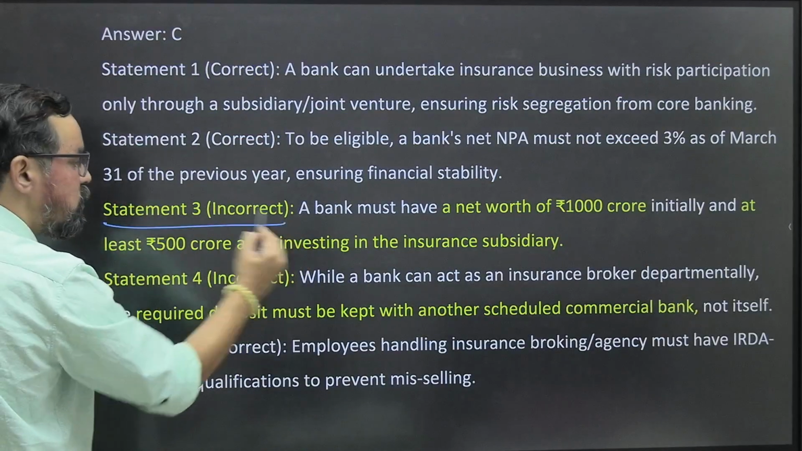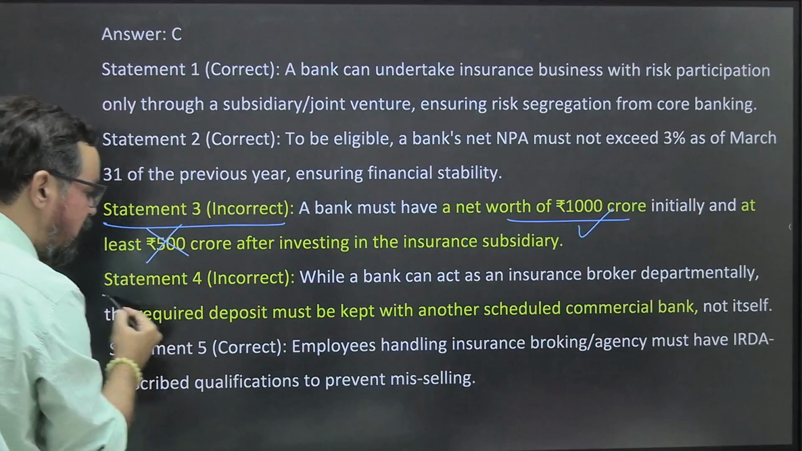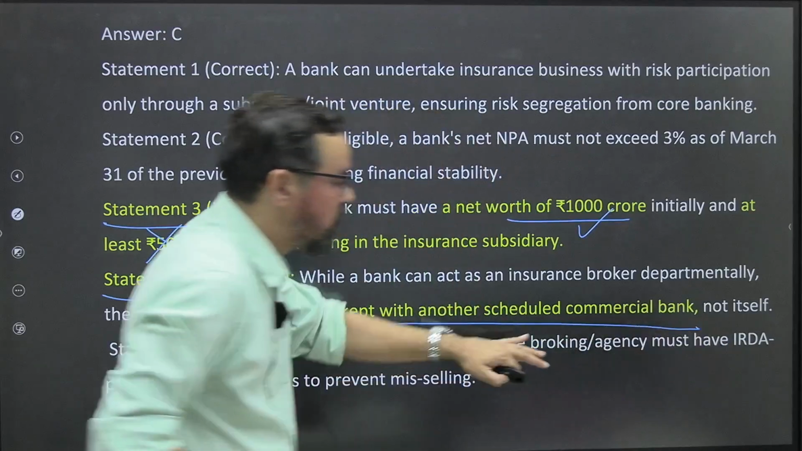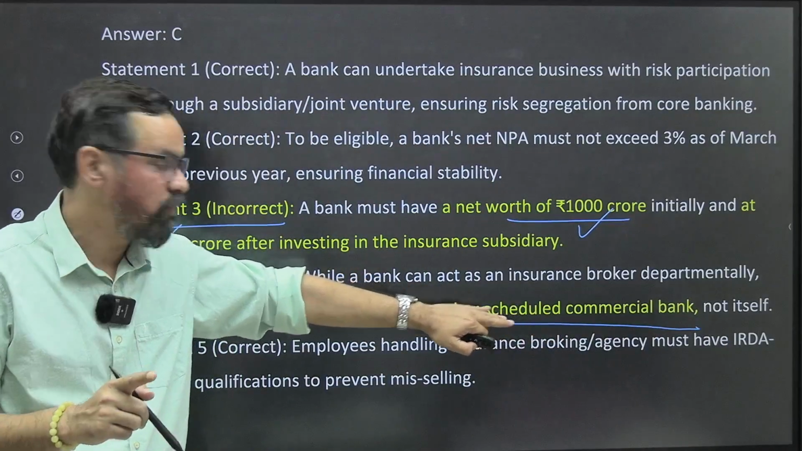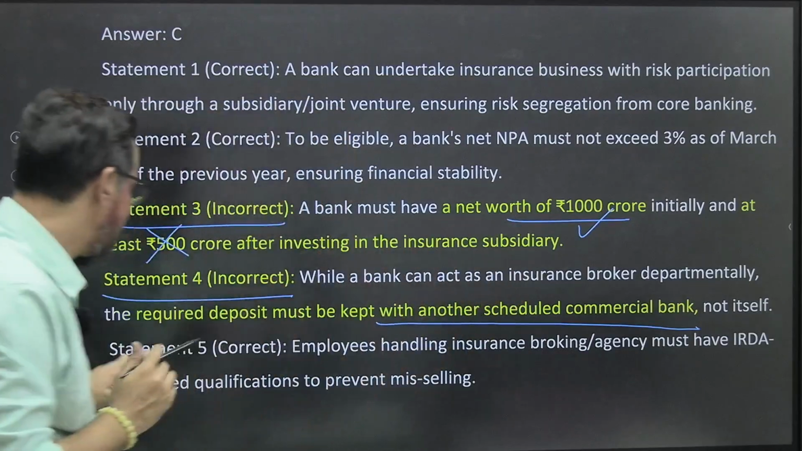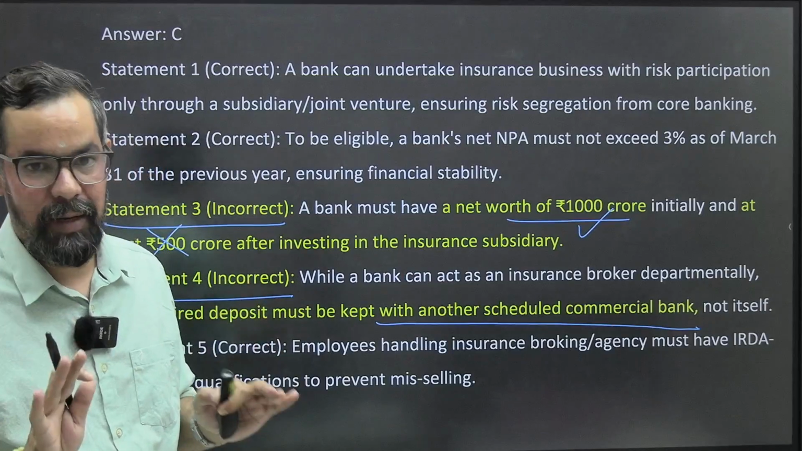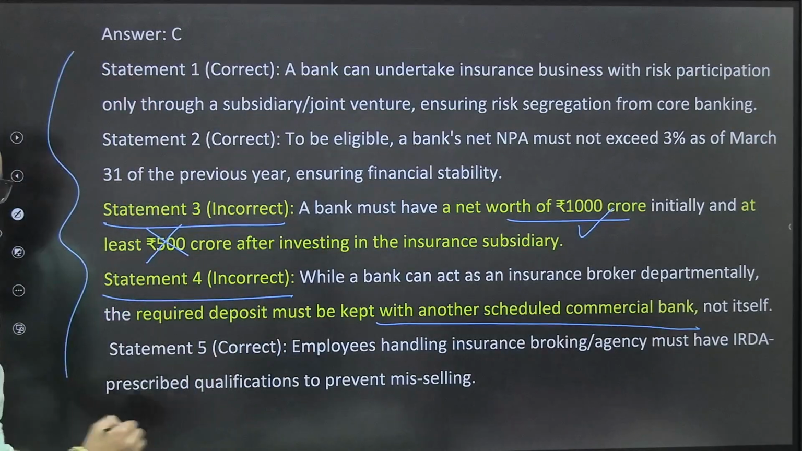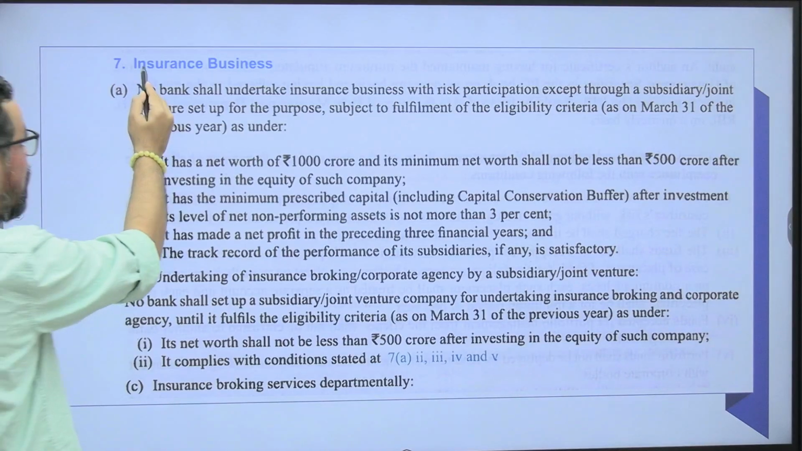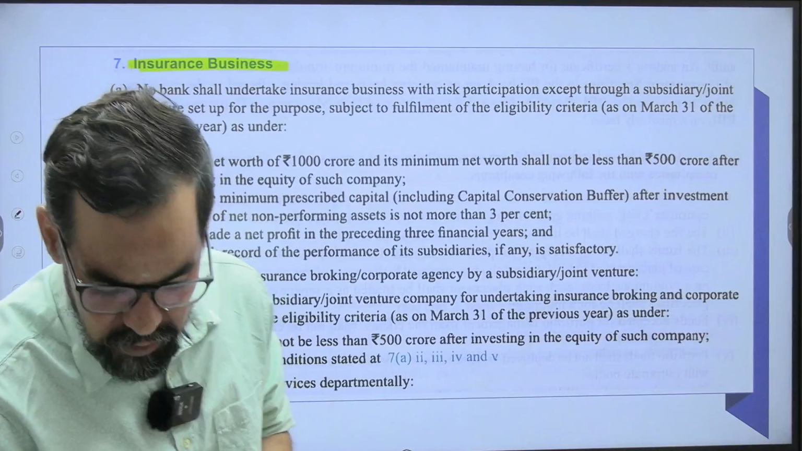So statement 3 was wrong. A bank's net worth should be 1000 crore, okay, not 500 crores. Statement 4 was incorrect. The required deposit must be kept with another scheduled commercial bank, not with itself. Okay? So this is again a very important point. The first statement was right, but the other one, the required deposit must be kept with another scheduled commercial bank, not with itself. Okay? So please go through these particular ones also. They'll also help you out here. Now we will go through the guidelines. So insurance business. So banks can run this as an insurance business.